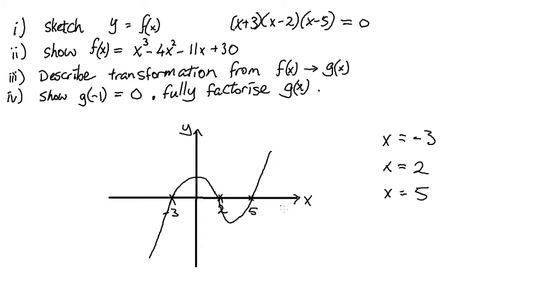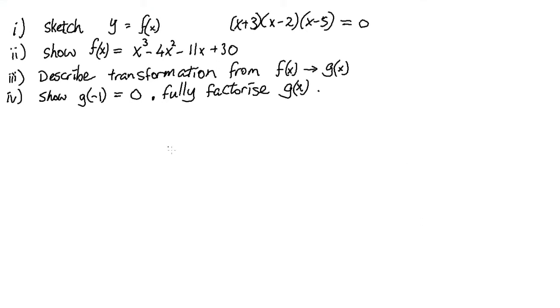It would also be good to mark the y-intercept. The y-intercept is simply the product of all the constant values, so it is 3 times minus 2 times minus 5, which gives you plus 30. So the y-intercept is plus 30, and that would be an acceptable sketch for part 1.